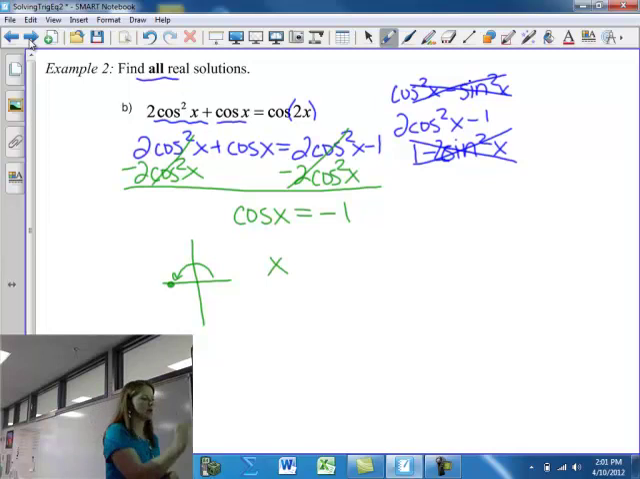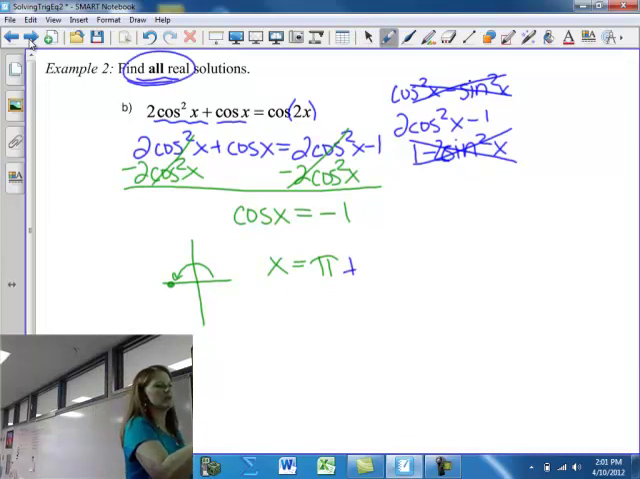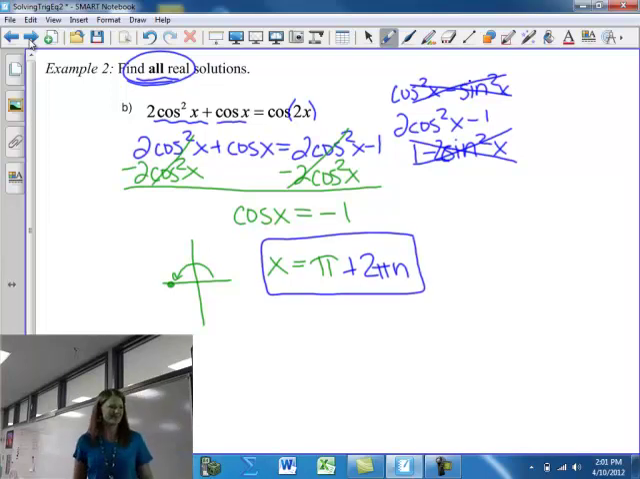All right, so it only happens once on one trip around the circle, so it's at x equals pi. But Mr. Leckie said just a minute ago that if it says all real solutions, then I simply have to go plus 2 pi n. So you mean that's my answer? Yep. If you want to be really perfect, you'd write n as an integer, but we assume that n is an integer.